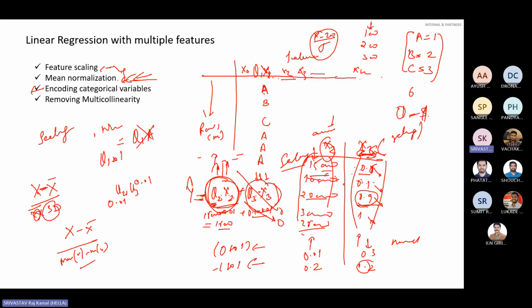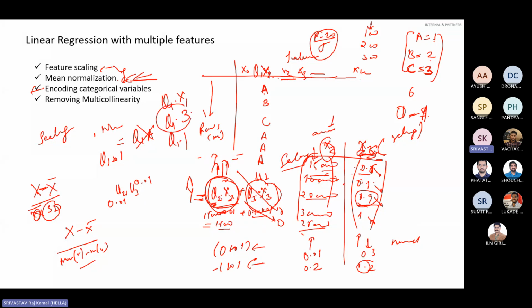unwantedly give the hint to the model that c is better, or maybe a is better, because now we have converted them into numerics. That's okay, but the model being just mathematics, it would be theta1 into x1. If x1 is 3, it is theta1 times 3; if x1 is 1, it is theta1 times 1.